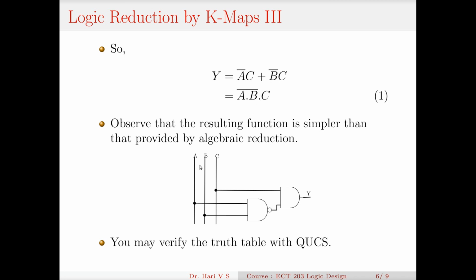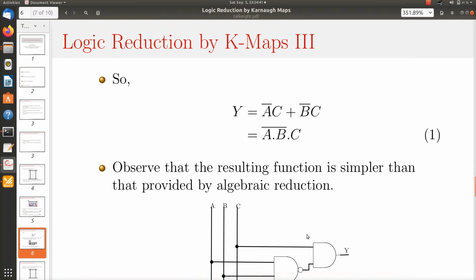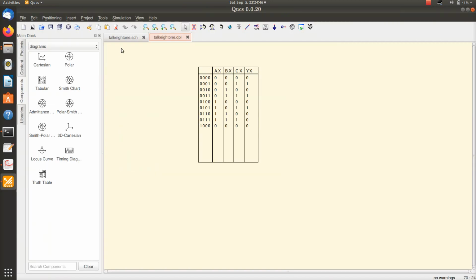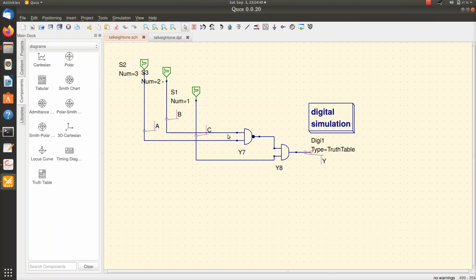I have A, B, C lines here. This is A, B all complemented, which is ANDed with C. Now you can verify this circuit with QUCS. I will show you that. If I come here, I have this circuit. This is AB. This is AB complement and C.